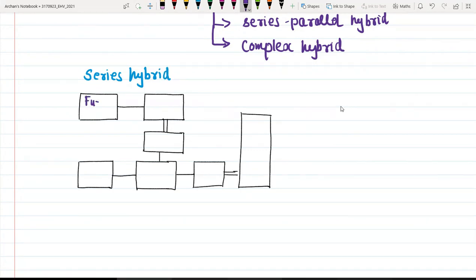So this is the fuel tank, right? This is my engine. Here we will get some generator. This is the energy source, that is battery. Then I will have a power converter over here, and finally the electric motor. Okay, and this is our transmission. So this is the first case, series hybrid.